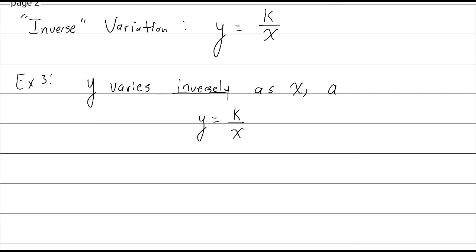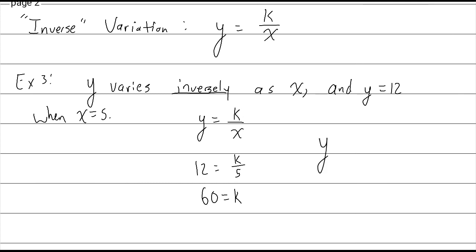And y equals 12 when x equals 5. Okay, plug it in. 12 equals k over 5. To get k by itself, multiply both sides by 5. 12 times 5 is 60. So 60 equals k. So replace k with 60, and I have the equation of variation. Y equals 60 over x.